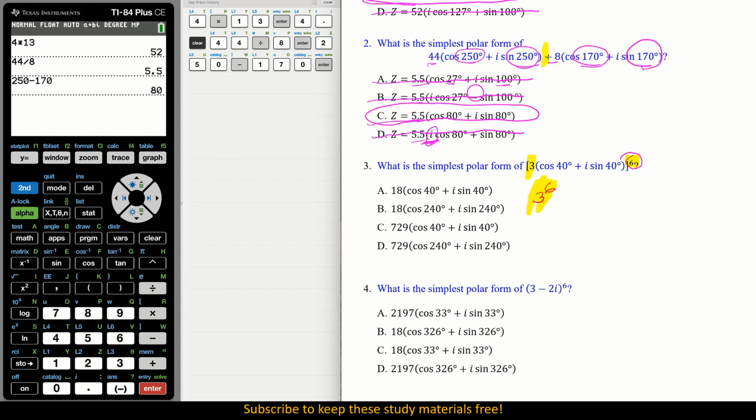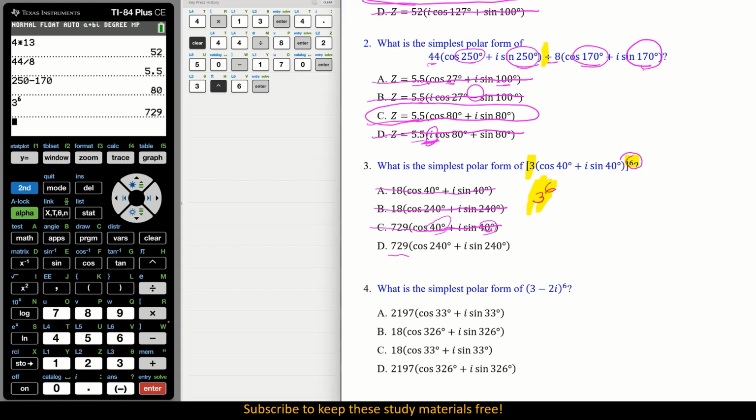Obviously, A and B are not options. Okay. Now, we need to deal with our degrees are 40 degrees. Well, this is just not true. Okay. They made it super obvious, but let me explain to you what's going on. Yes, let's take 3 carry it up to the 6. Verify that it's 729. That checks.